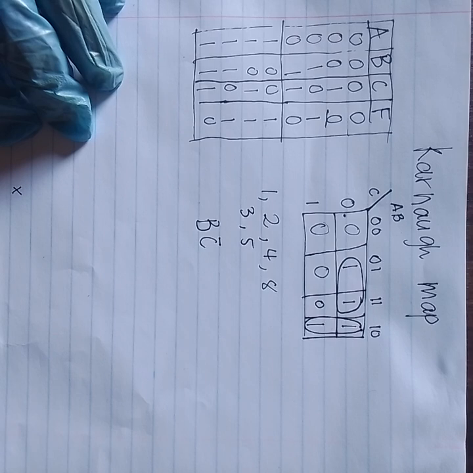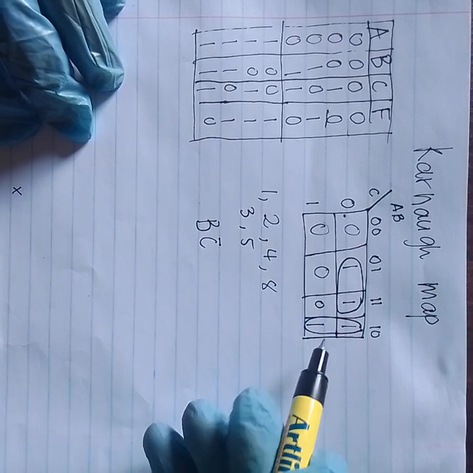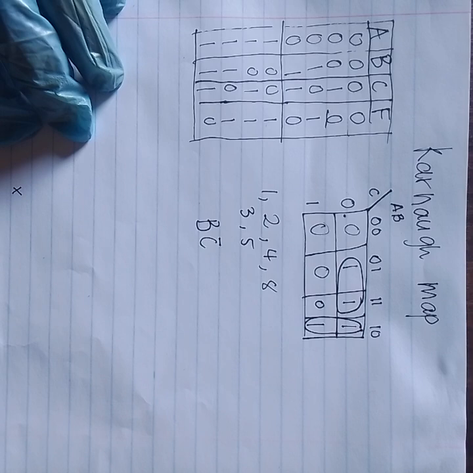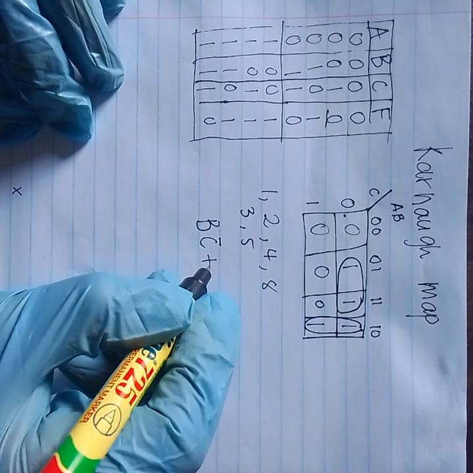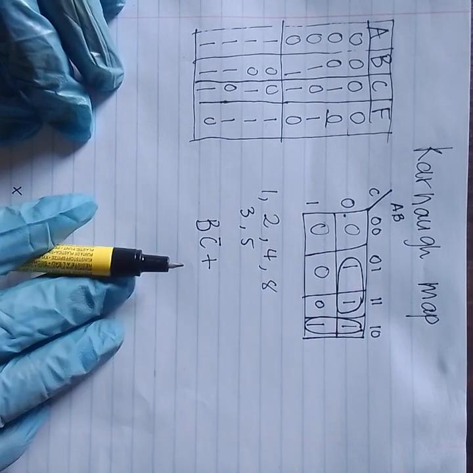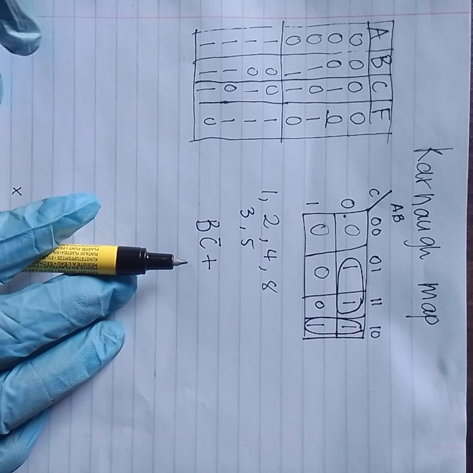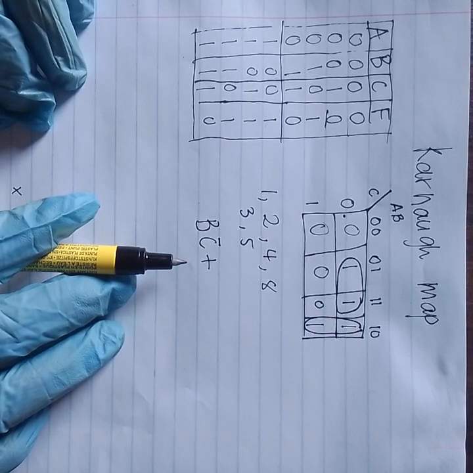Now let's move on to the second pair, this vertical pair. But firstly, we have to write the OR sign. We have to write a plus. The plus represents the OR. It's an OR symbol.